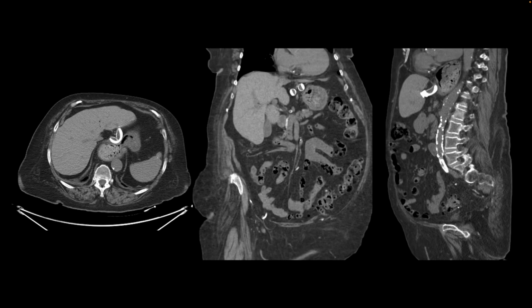Here's our next patient, and we see a complication of gastric lap band, where in these three projections we find that there is no stomach inside the gastric lap band. So the lap band has slipped out of the stomach and it's not effective anymore. So this needs to be revised.